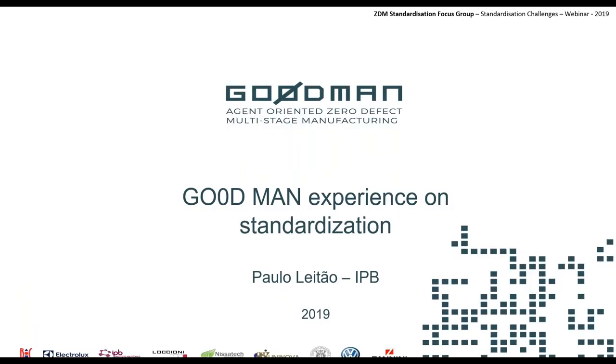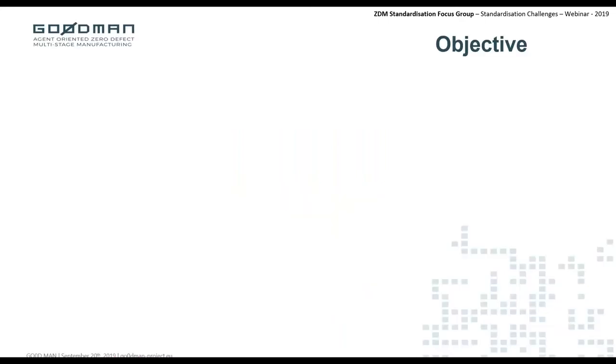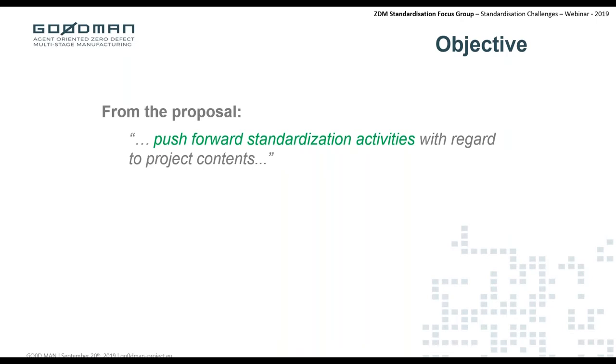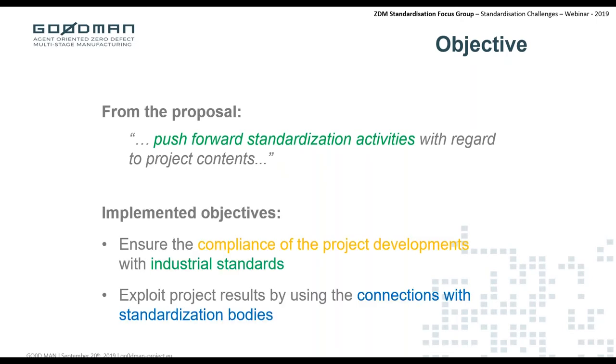Okay, now we will move to the Goodman part of this analysis. And we will give the floor to Paulo Leitão from IPB. So in terms of Goodman, one of the initial objectives is to push the standardization activities during the execution of the project. For this purpose, we have two important objectives: to ensure the compliance of the project developments with the industrial standards that will be identified during the project, but also to exploit these results and knowledge generated using the connections with the standardization bodies.